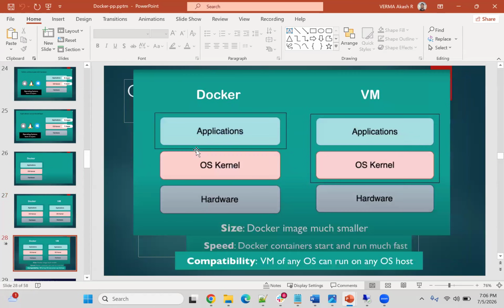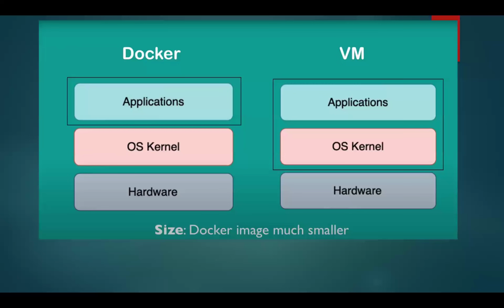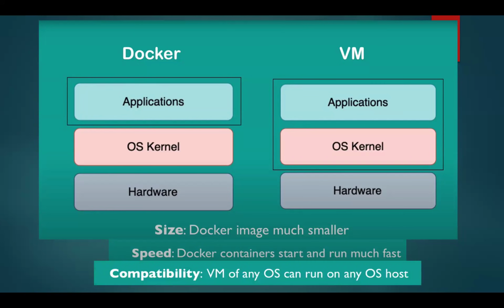If you see, the size of Docker is much smaller, first thing. Then speed: a Docker container starts and runs much faster than any other. And then compatibility. A VM of any operating system can run on any operating system host. Basically, Docker can run on any operating system.